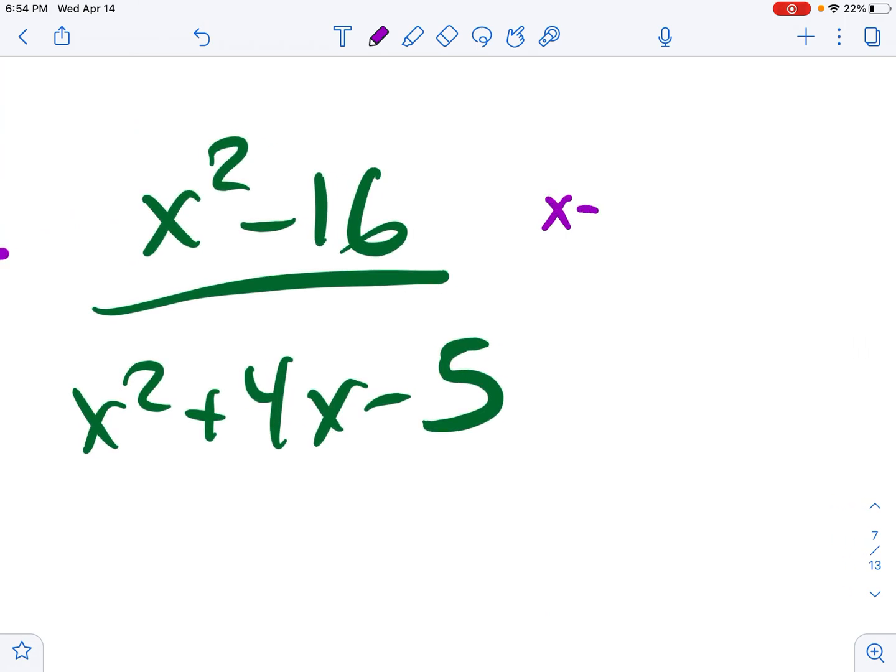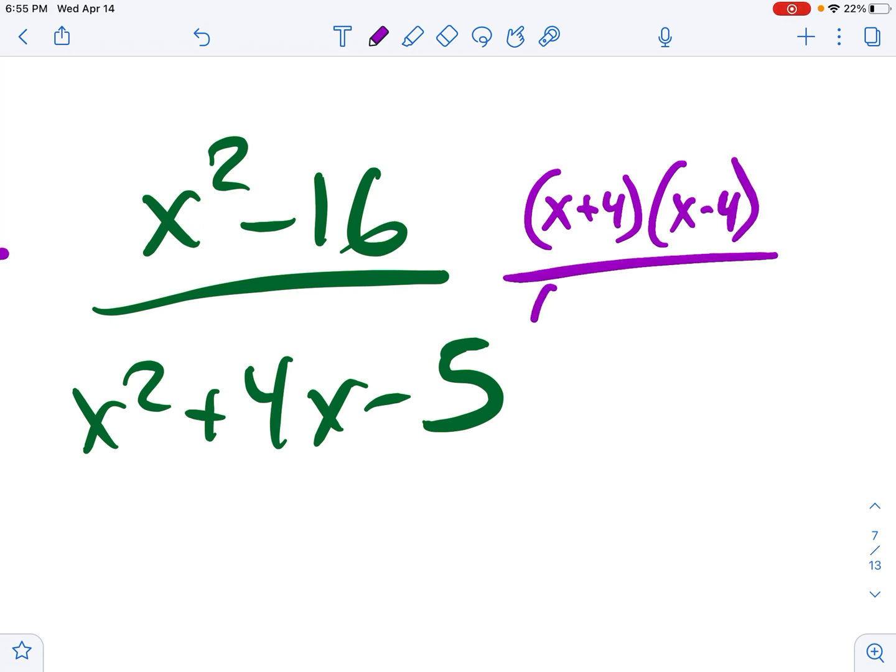Let's take a look at this one. We'll factor the top, factor the bottom. Is that the right factorization? Because normally these things turn out to be able to cancel. But yeah, okay. So sometimes things don't cancel.